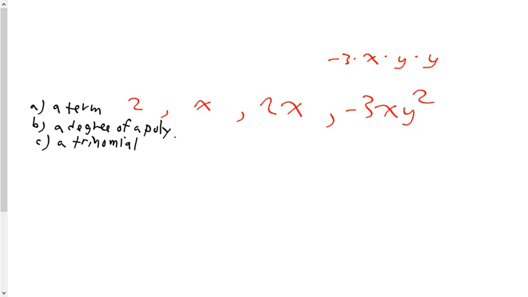So a term is a mathematical expression that is either a number, a variable, or the product of numbers and variables. The degree of a polynomial is determined by examining all of the terms in an expression and then determining which term has the highest degree. Whatever term in an expression has the highest degree, the whole term. So the easiest way is to look at this trinomial.